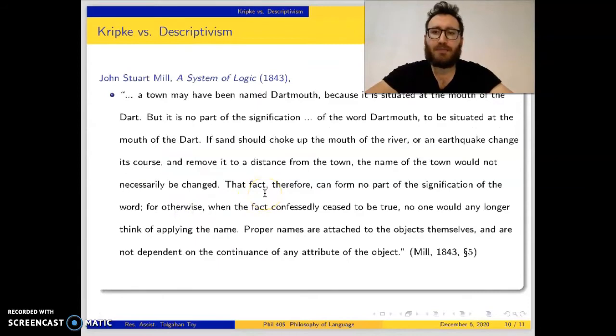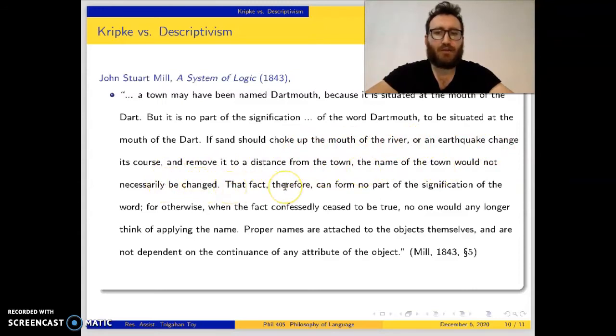This quote is very important to understand the origins of the Millian theory of names. This is from Mill's book, A System of Logic. A town may have been named Dartmouth. Dartmouth is the proper name here because it is situated at the mouth of the Dart. But it is no part of the signification of the word Dartmouth to be situated at the mouth of the Dart. If sand should choke up the mouth of the river, or an earthquake change its course and remove it to a distance from the town, the name of the town would not necessarily be changed.